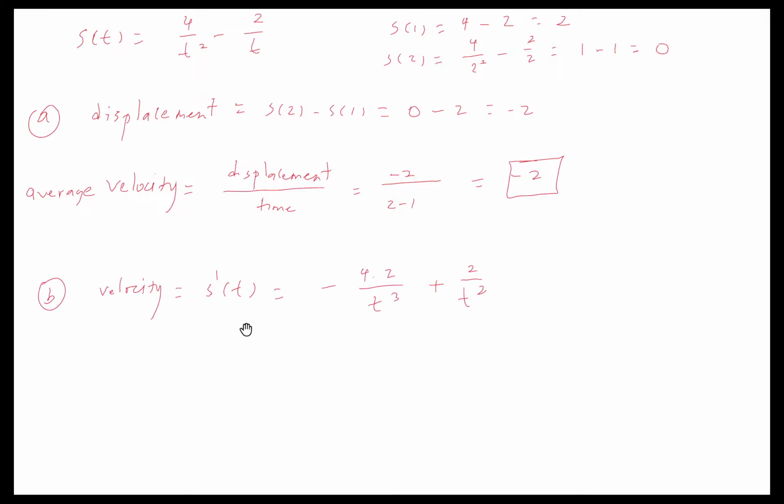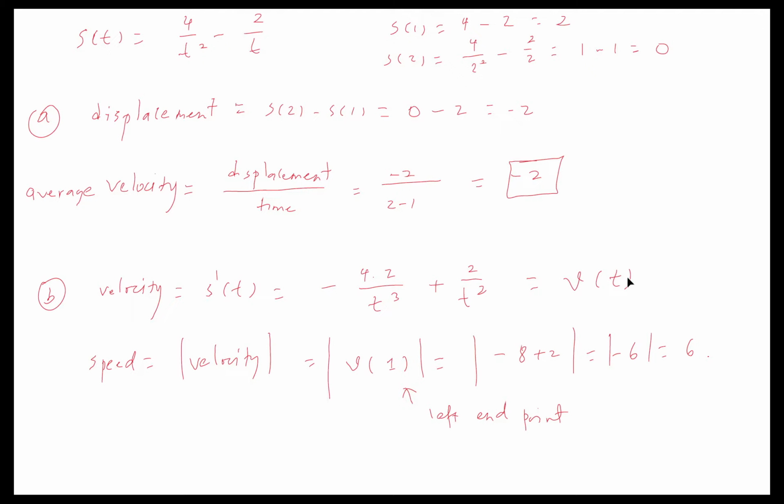For finding the second thing, which is velocity, we need to find the derivative of the function we have been given, by using the power rule. So the derivative of the first part, as you can see, is negative 4 times 2 over t cubed. Just use the power rule. The derivative of the second part is positive. This negative becomes positive because we know that the derivative of 1 over t is negative 1 over t squared. So that negative and this negative become positive 2 over t squared. So this is the velocity.